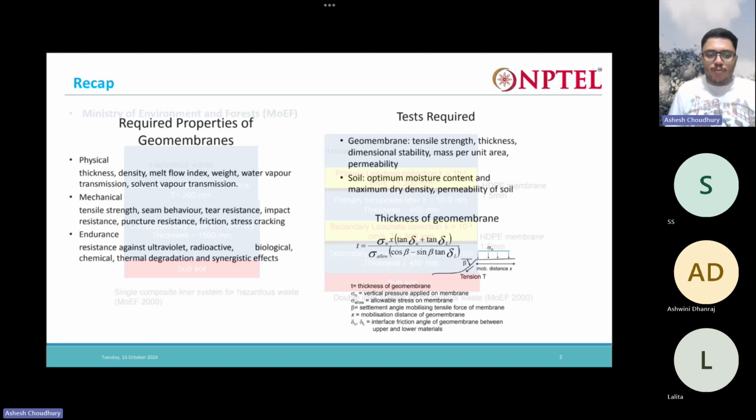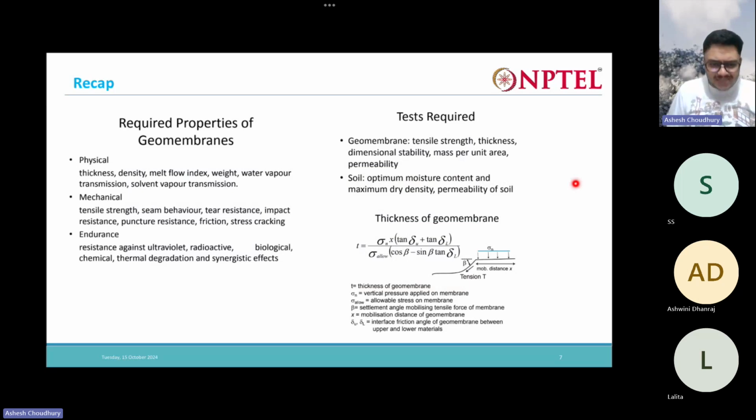Now, what are the basic properties that we should have for a geomembrane? Physical properties: thickness, density. Thickness you should know. You have to determine density, melt flow index, weight, water vapor transmission, solvent vapor transmission. So these are basically various physical properties. Some of these properties we will see in detail, not all.